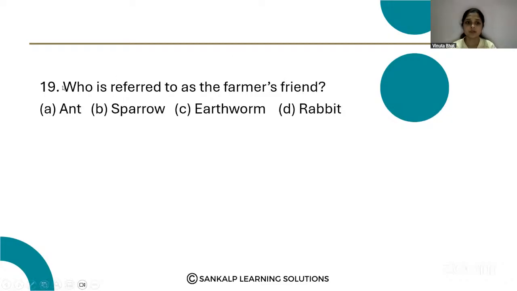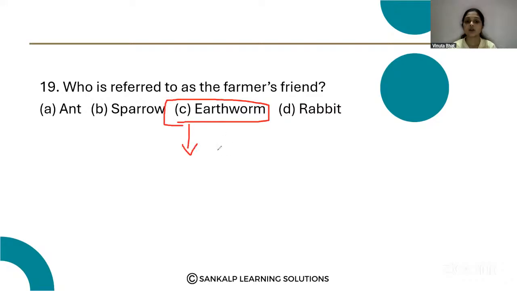Question number 19. Who is referred to as the farmer's friend? So this is a general knowledge question, right? Option A, ant, option B, sparrow, option C, earthworm, option D, rabbit. Comment the answer. Who is referred to as the farmer's friend? Option C, yes, very good. Earthworm. Why is the earthworm called the farmer's friend?